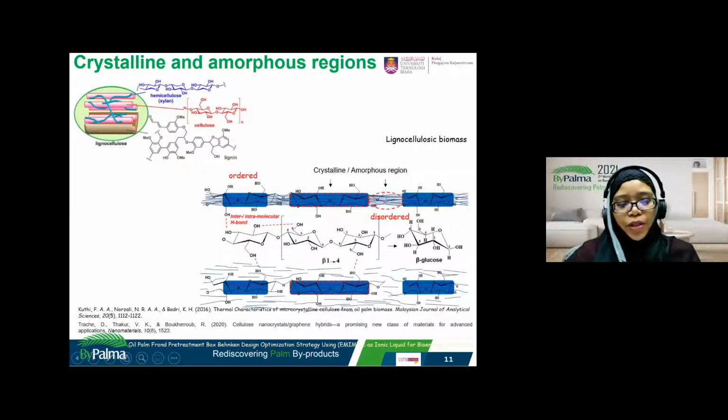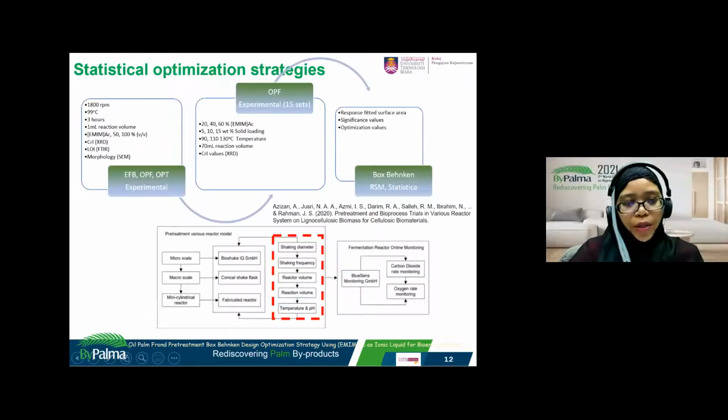In LCB itself, as you see on the slide shared by Puti, 2016, and Trashe, 2020, showing you the crystalline regions and also the amorphous regions. In other words, we could say that the crystalline region is orderly and the amorphous region is kind of disordered. So during the pretreatment process, the ionic liquid, for example, is capable of disrupting the orderly structure of the crystalline and also dissolving the amorphous region. And it is reported that the crystallinity index reduced due to the pretreatment with the ionic liquid.